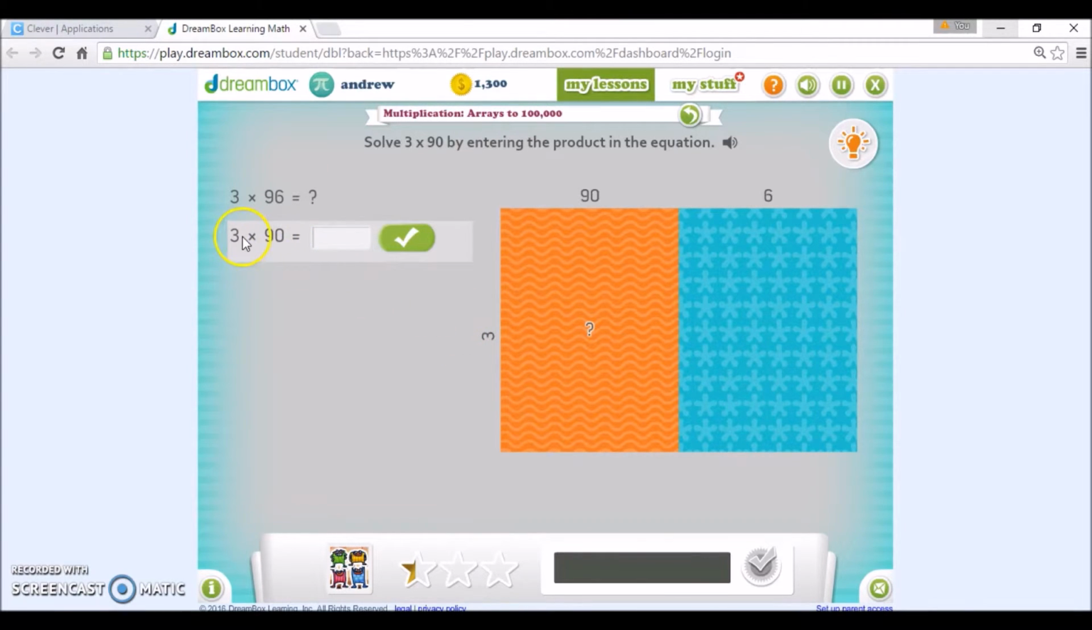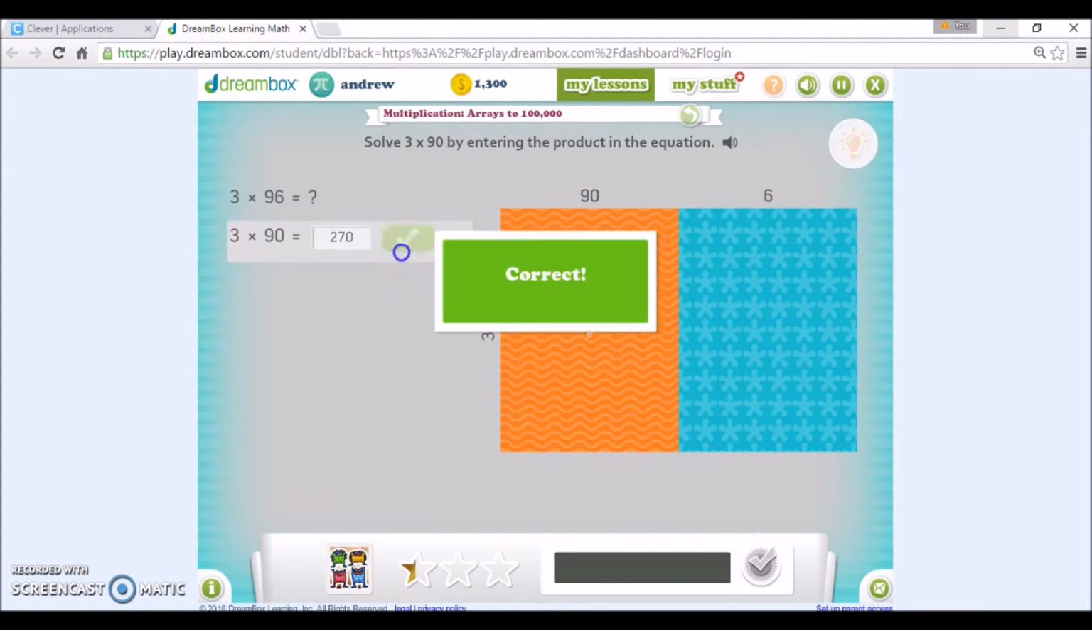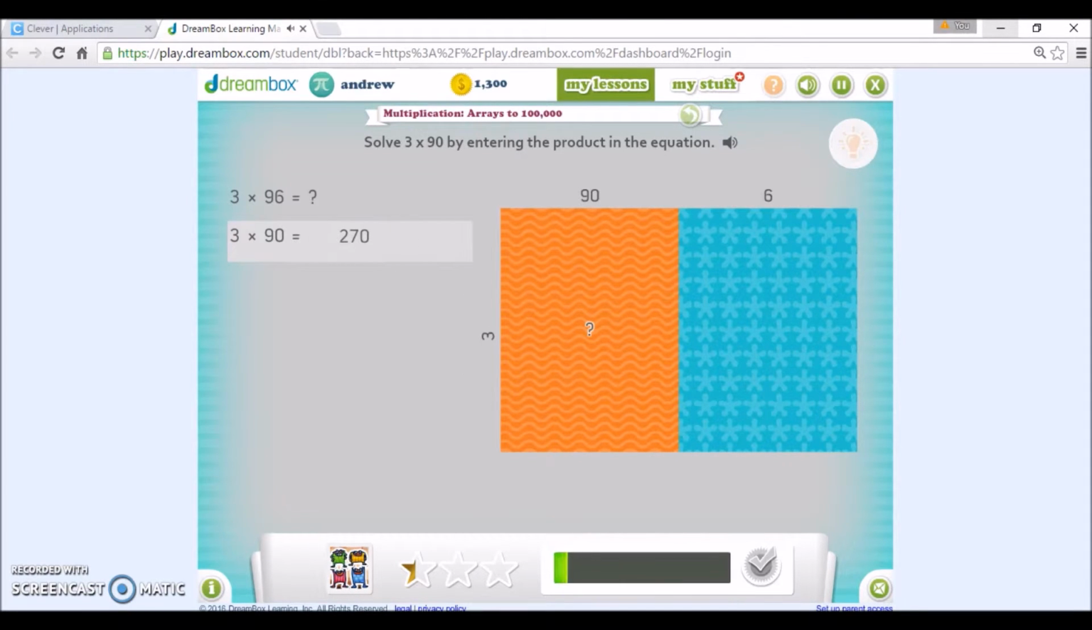So it first asks us to solve 3 times 90 equals what? So 3 times 90 is 270. Okay, so when I got that correct, I am earning points or stars here. Okay, and then the next portion is 3 times 6. 3 times 6 is 18.